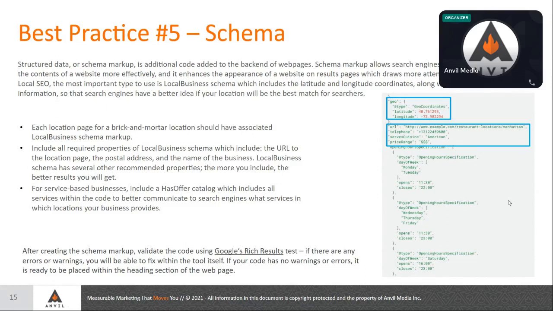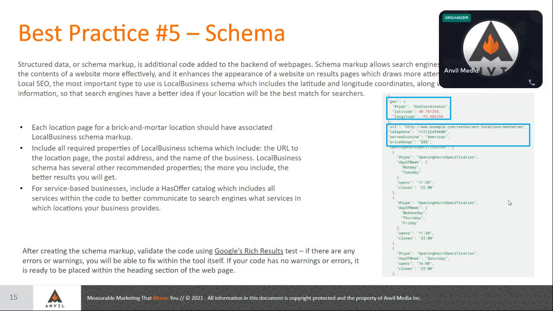You should include all the required properties of the local business schema, which include the URL, the postal address, and the name of the business. Local schema has several other recommended properties, and really the more you build it out, the more you include, the better your search results will be. For service-based businesses, you can include a has offer catalog, which includes all these services within the code to better communicate to search engines what services are offered at those locations.